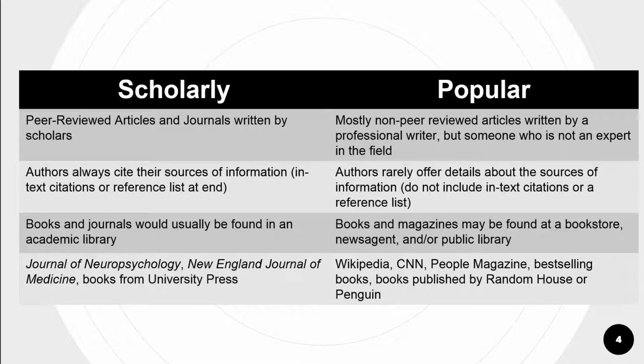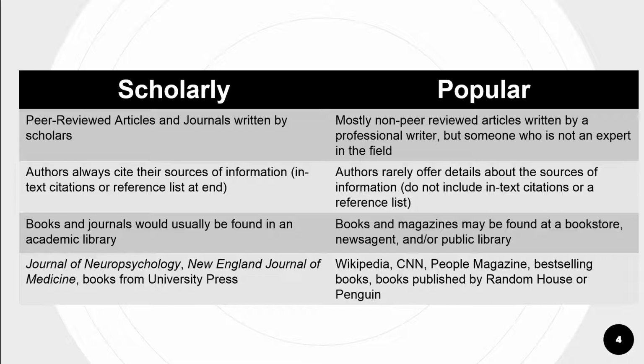The peer review system exists to evaluate academic work and help improve the quality of published research. Scholarly articles will always cite their sources and provide that information for you as either a bibliography or footnotes. These are usually journals and books that you would find here in an academic library. Examples are journals such as the Journal of Neuropsychology or the New England Journal of Medicine, or books published from University Press.